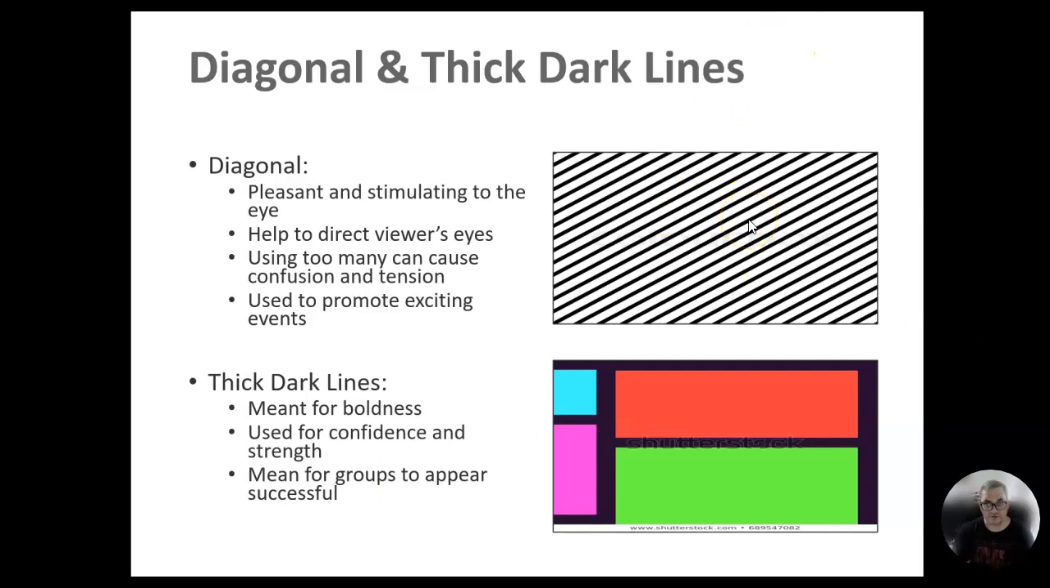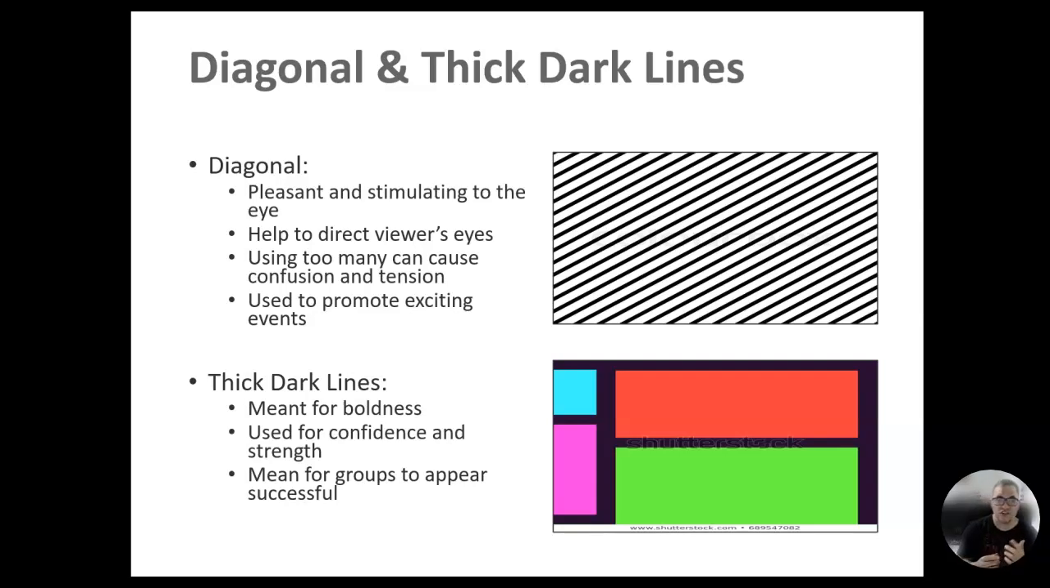If you look at it very straightforward, there's a lot of diagonal lines, which is awesome, but it can cause stress on the eye. It causes confusion and tension. So as you're looking at it, it looks straight, but then it kind of blurs a little bit because there's just so many diagonal lines on one thing. So you've got to use them sparingly. And that's what's pretty important.